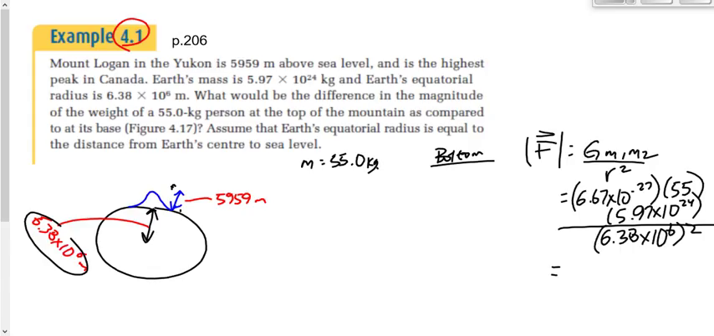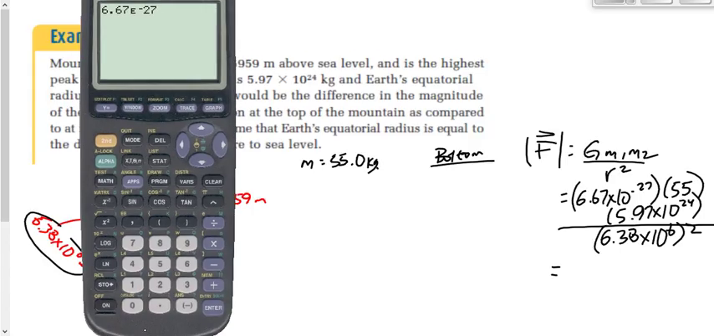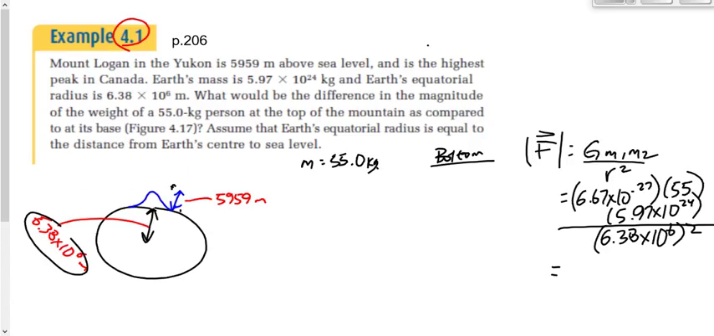And then, of course, we square that. So let's do that on our calculator and get a number for that. We're not done the question once we get that, but we're just about halfway there. Let's say 6.67 times 10 to the negative... I said 27. It should be negative 11. What did I say before? I said 11 before. Yeah, it should be times 10 to the negative 11.